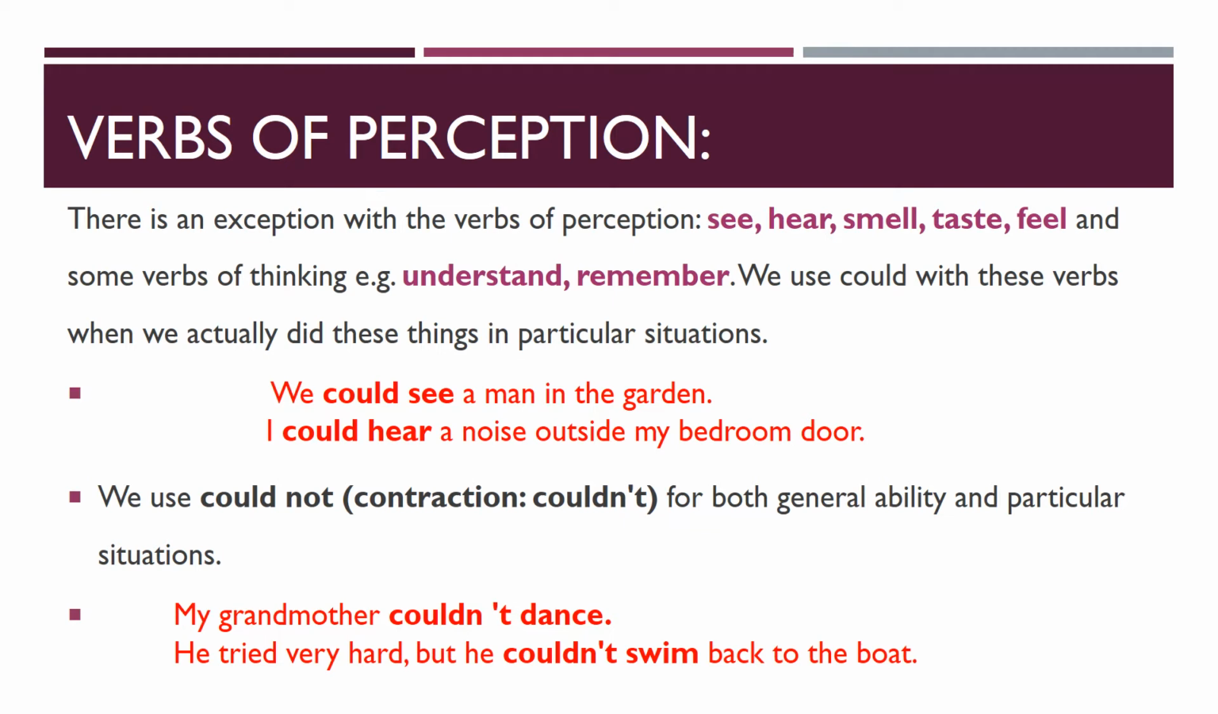We use could not and the contraction couldn't for both general ability and particular situation. For example, my grandmother couldn't dance. He tried very hard, but he couldn't swim back to the boat. This is the case with the verbs of perception.